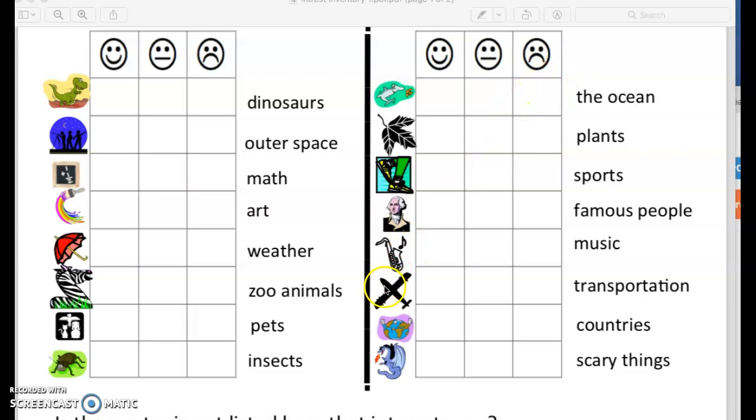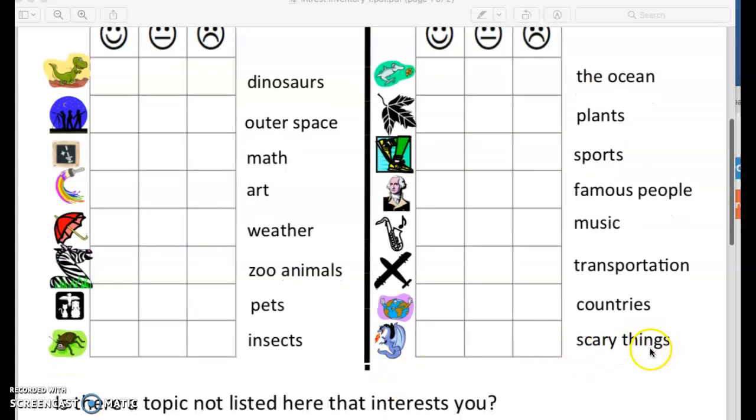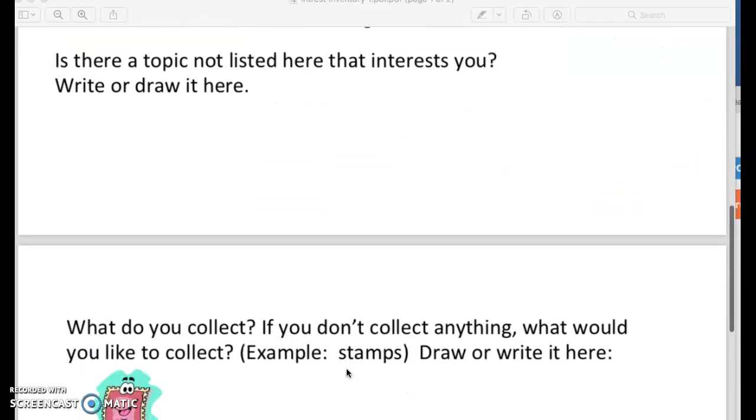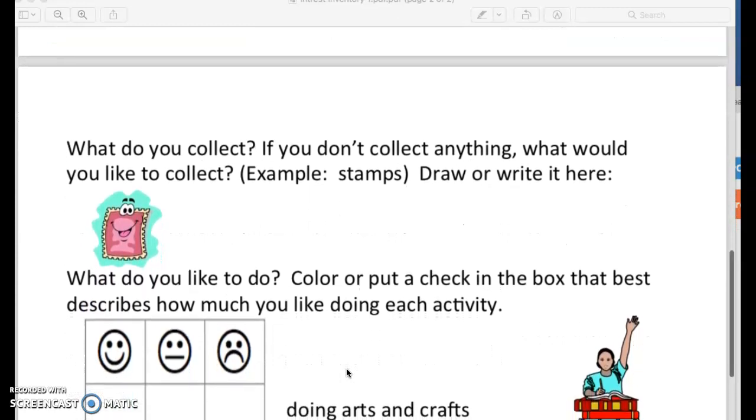Now, if you see a picture that you don't really know what it is, like I'm looking at this picture, I don't really know what it is, you don't have to answer it. You don't have to answer everything. It says scary things over there, but let's say I'm just looking at the pictures. You don't have to answer it. You can get someone that lives at your house to help you with this, okay?